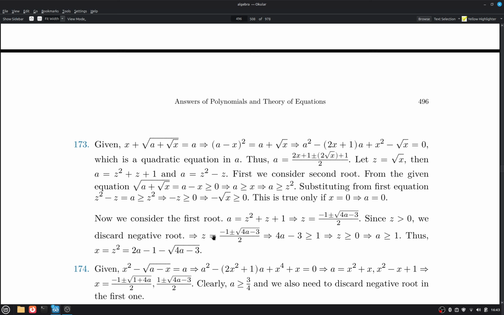Now, since z is greater than or equal to 0, 4a minus 3 should be greater than or equal to 1, otherwise z would become negative. So once we have that, we have a greater than or equal to 1. And thus x is equal to z squared is equal to 2a minus 1 minus square root of 4a minus 3.